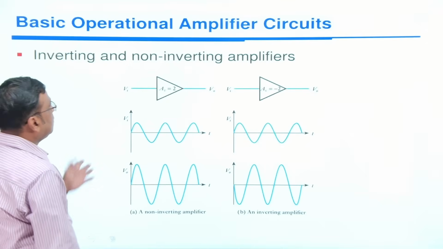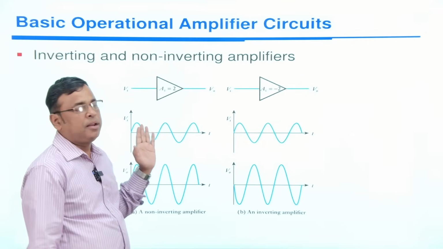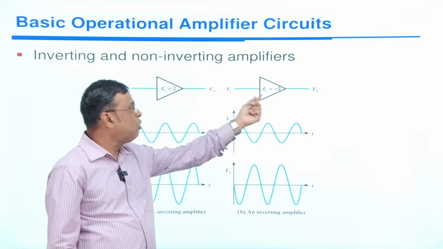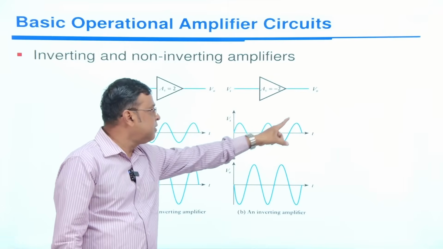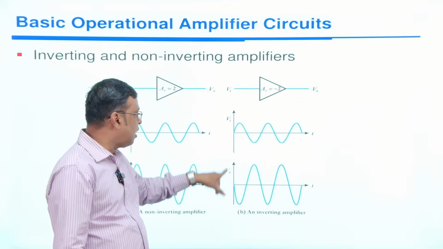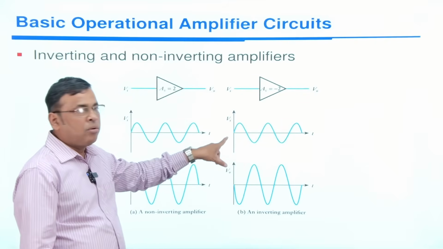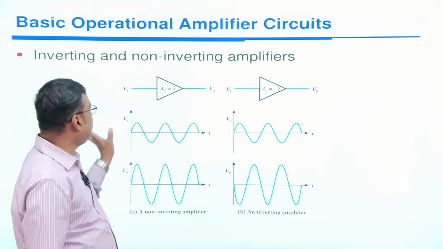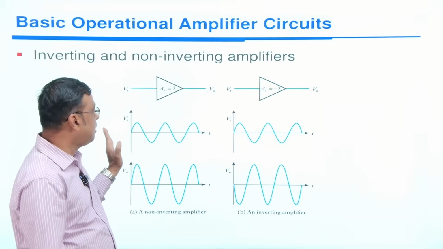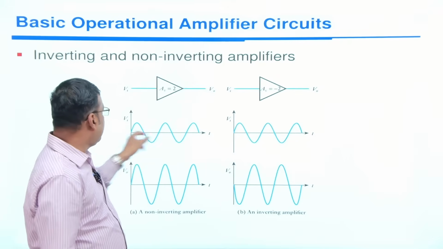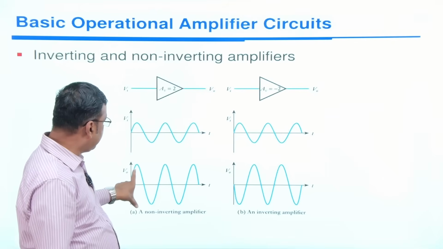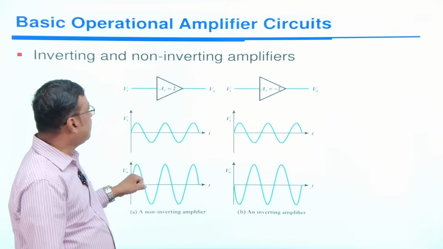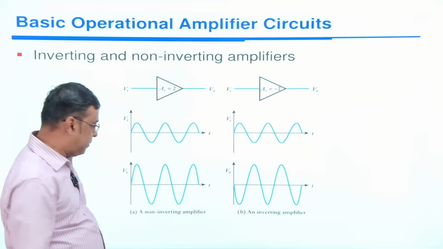Next, we have already discussed the inverting amplifier and the non-inverting amplifier. In the inverting amplifier there is a 180-degree phase shift between input and output. This is the input voltage waveform and this is the output, with a 180-degree phase difference between them. In the case of a non-inverting amplifier, there is no phase difference between V0 and Vi. The input is amplified, but the phase difference will be 0 in the case of the non-inverting operational amplifier.